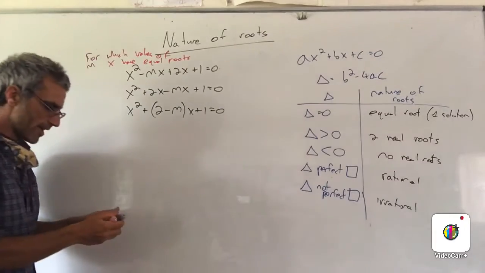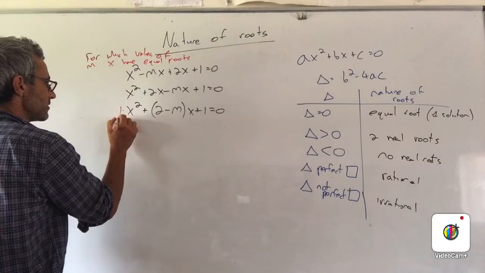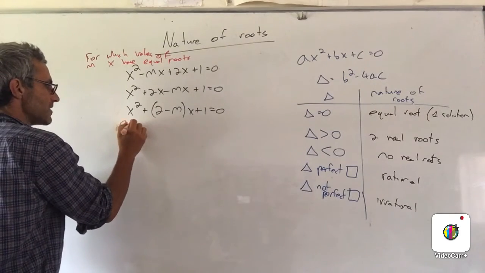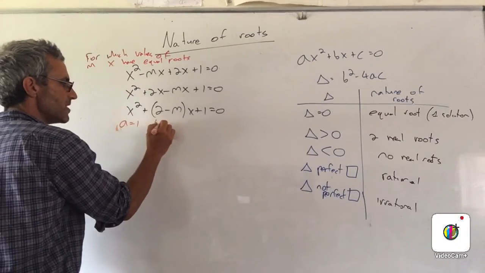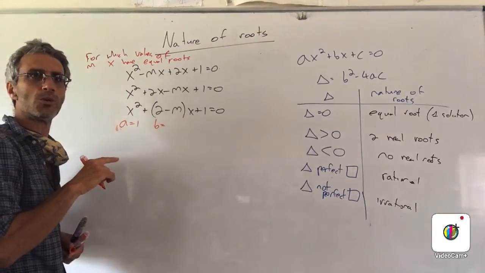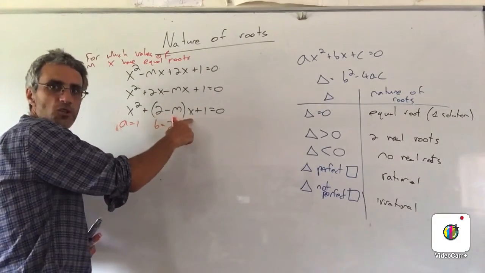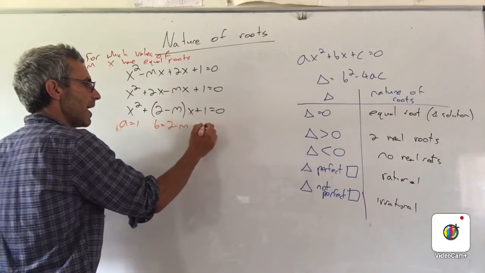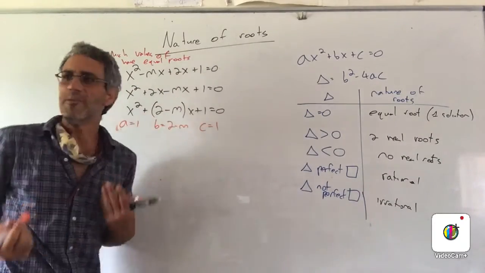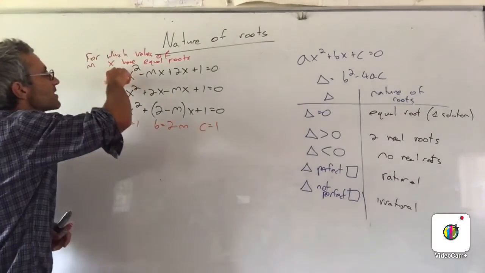Now it's very clear, I hope, that a is 1. Let's write down what a, b, and c are. a is equal to 1. b is equal to what? 2 minus m. It's the coefficient, the thing you multiply x by. And c is equal to 1. So we don't even know what b is. It's something with m.